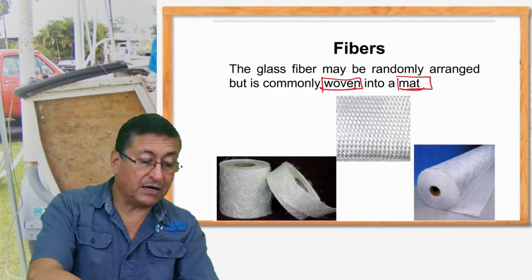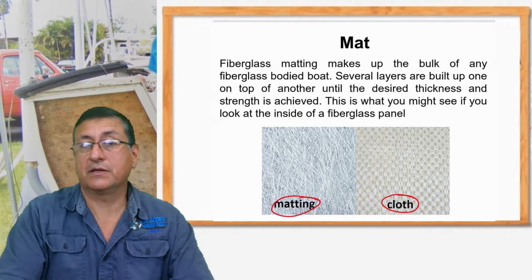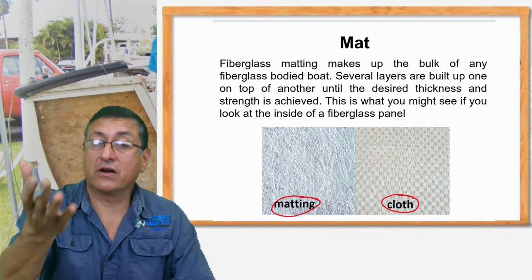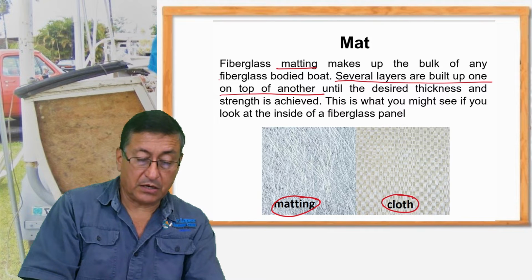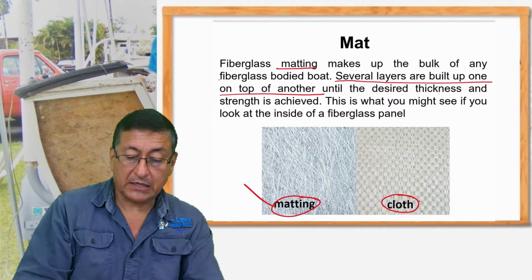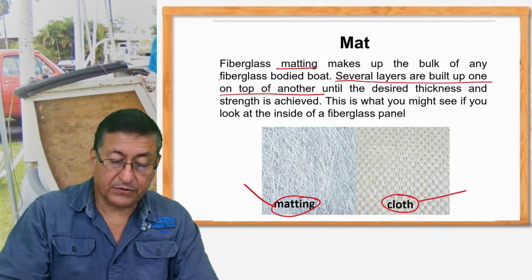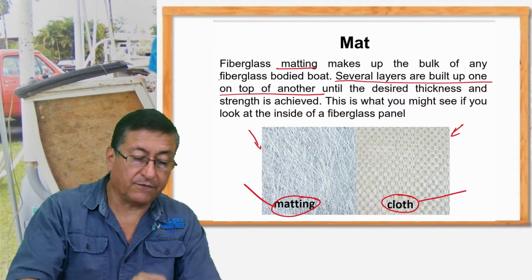Okay, and now the difference is clear for us between the mats, the woven roving, and those are the mats, and those are the cloths. And this is the surface. The surface is completely different.